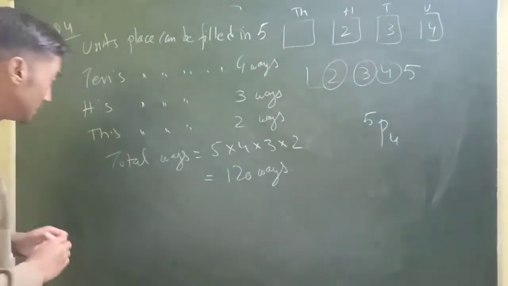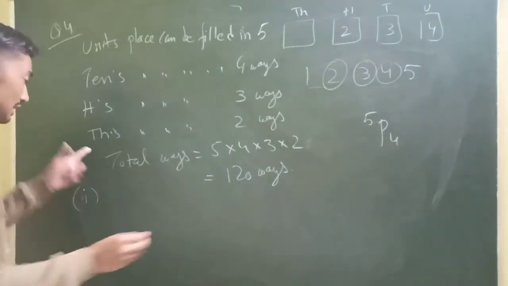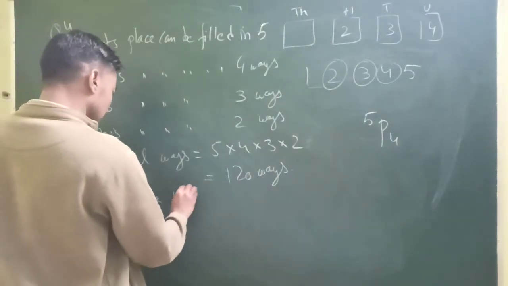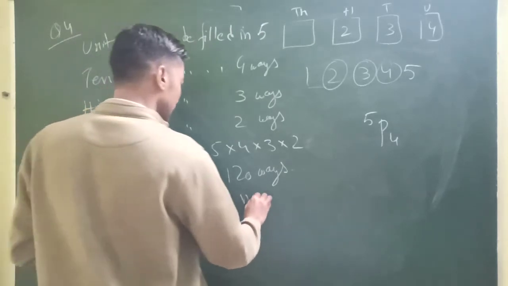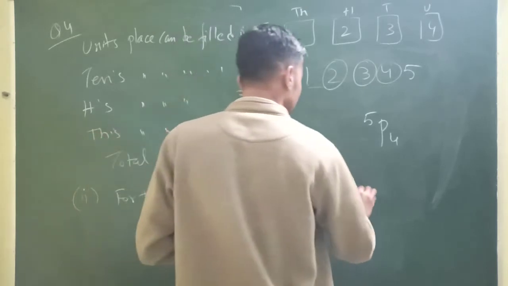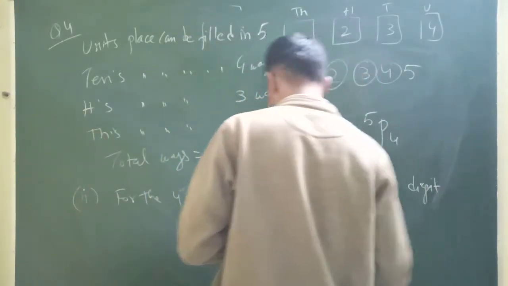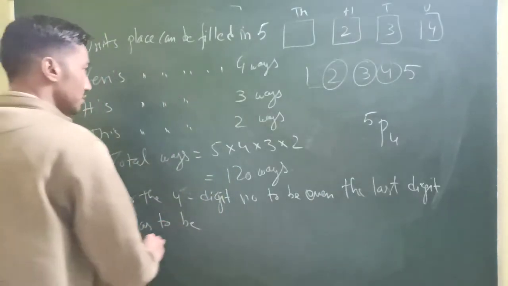Alright, now there's another part of the question: how many of these will be even? That's the second part of the question. For the 4-digit number to be even, the last digit has to be, how many options do we have here?